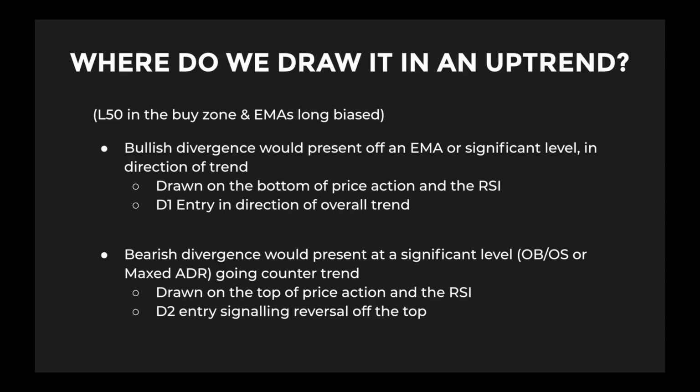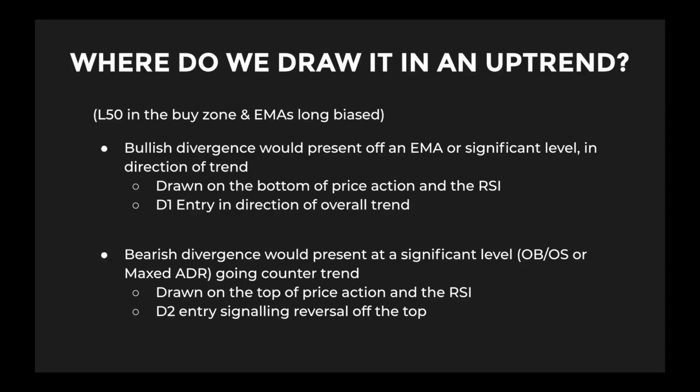Now, again, I know I'm throwing a lot of words at you guys. I know I'm talking fast, but I want to get through this. I want you to write it down, and then we can get into the markups in the next chapter. So to review this slide, understand the EMAs and the L50 being in a perfect uptrend. Your bullish divergence would present off a significant level on the bottom. You would draw this on the bottom of the RSI, it'd be rising, and your price action on the bottom with your purple line or whatever color line, that would be falling.